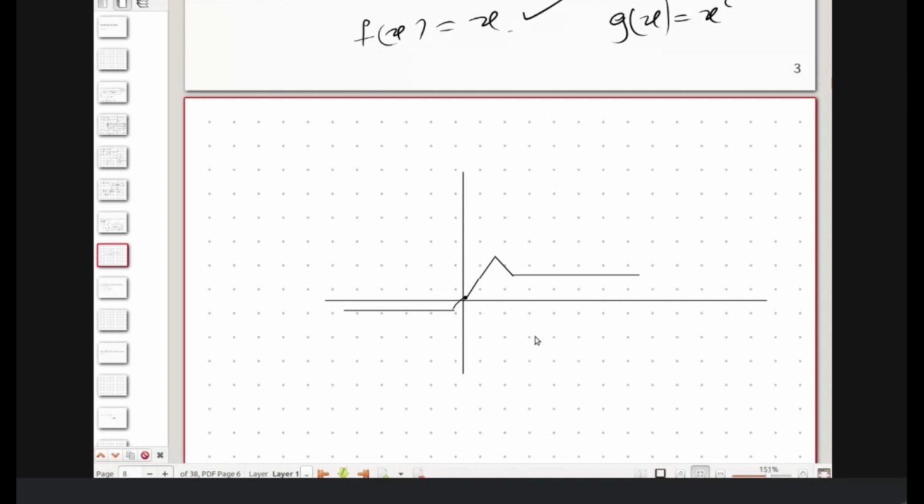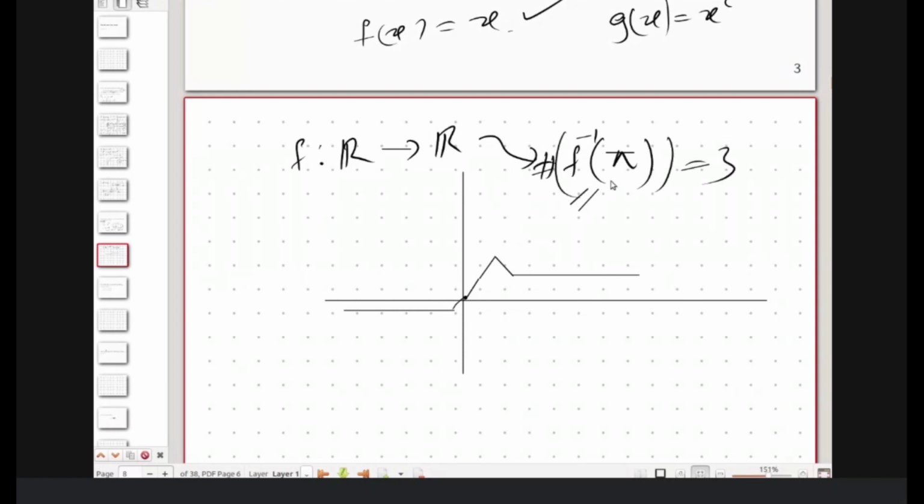So what do we need? We have a function and its property is that this function is from R to R, right? Now what am I doing? I take an element of R, say pi. And if I consider f inverse of pi, I will have cardinality 3. Cardinality of f inverse of pi equal to 3. This is true for every real number.